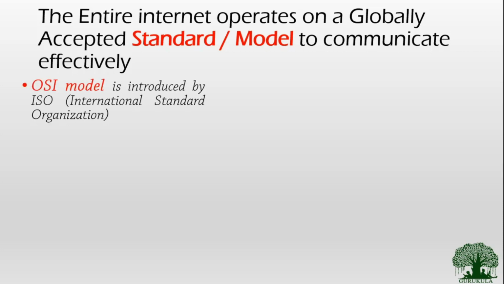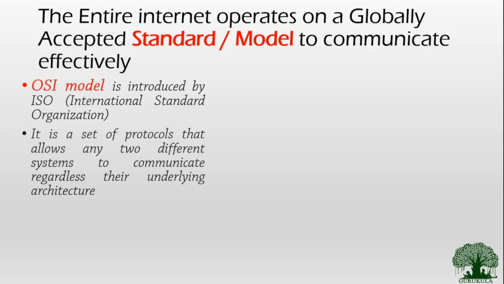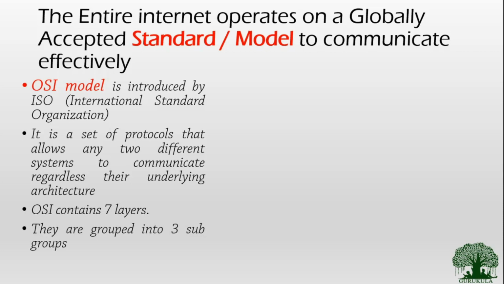This OSI model is a standard proposed by ISO, that is International Standard Organization. It is a set of protocols that allows any two different systems to communicate regardless of their underlying architecture. OSI actually contains 7 layers of protocols. Each and every layer has its own task to perform. And further, they are grouped into 3 subgroups.